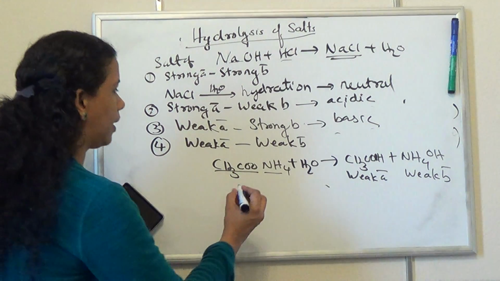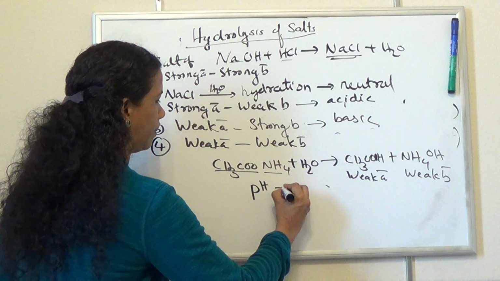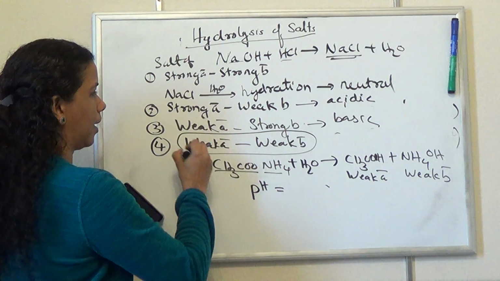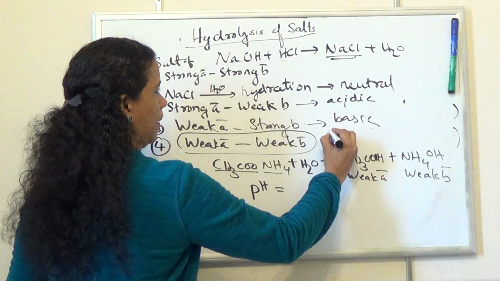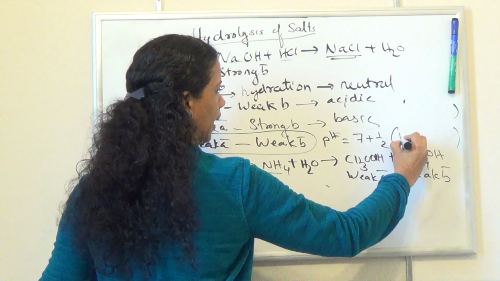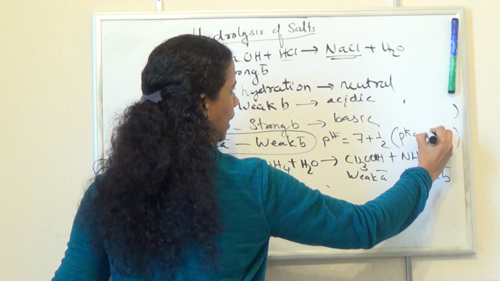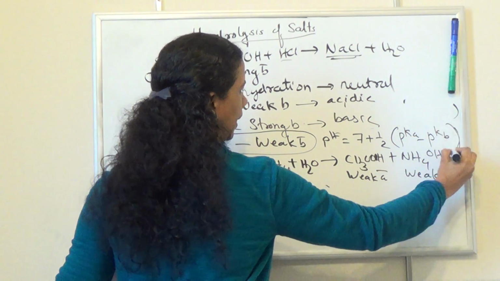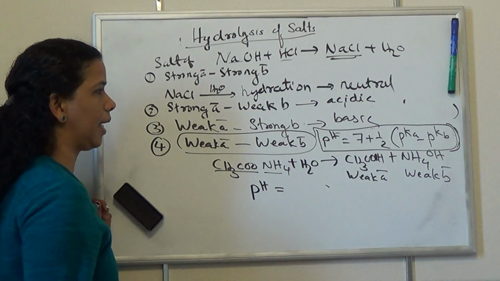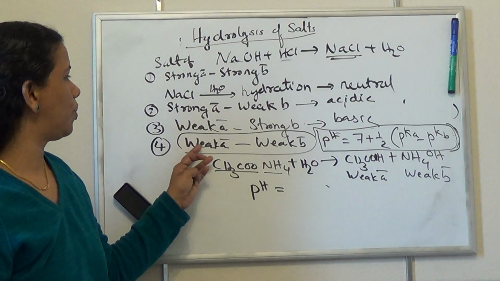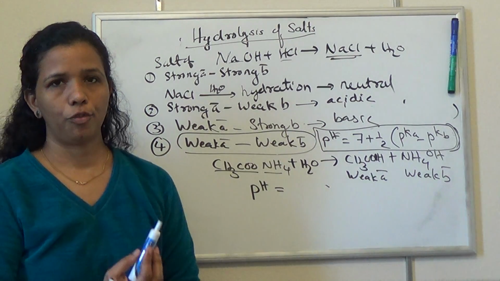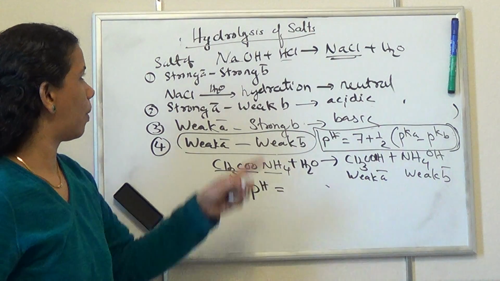Or we can calculate their pH by using the equation. The pH of this salt of a weak acid and weak base will be equal to 7 plus half into the acidity constant pKa minus the base constant pKb. By using this equation, we can calculate the pH of the solution obtained by the hydrolysis of a weak acid and weak base. So that's all about hydrolysis.